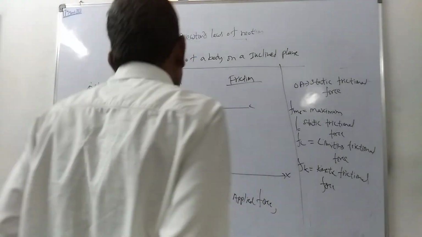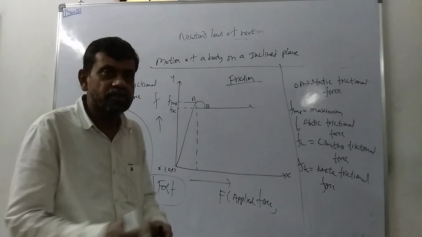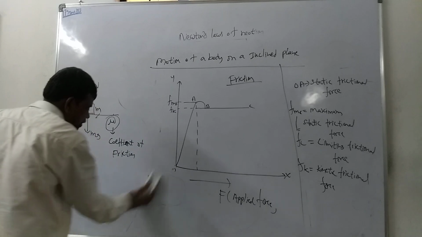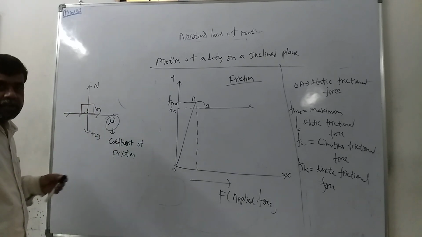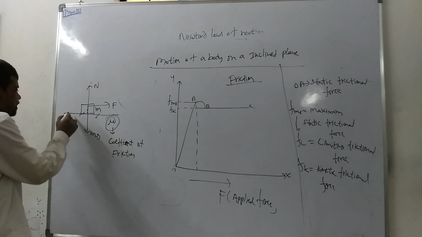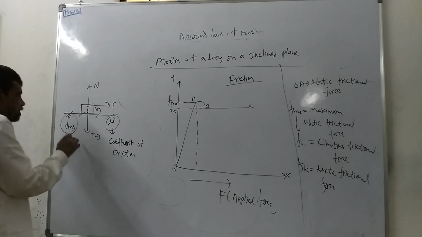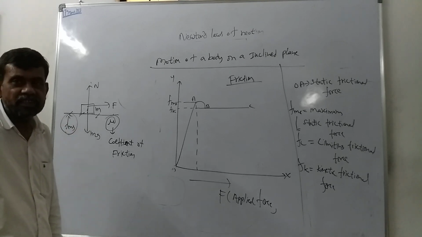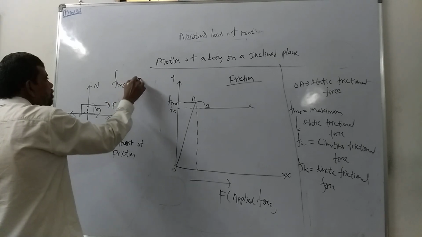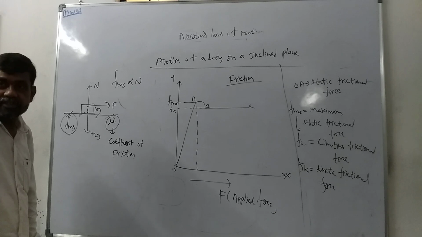Okay, see here. What is FMS? Maximum static frictional force, or limiting frictional force. That is proportional to the normal reaction. For example, here I am keeping one block and applying some force. It creates some frictional force, which I assume is FMS, the limiting frictional force. So FMS is proportional to the normal reaction. What is the normal reaction? Mg. Is it clear now?